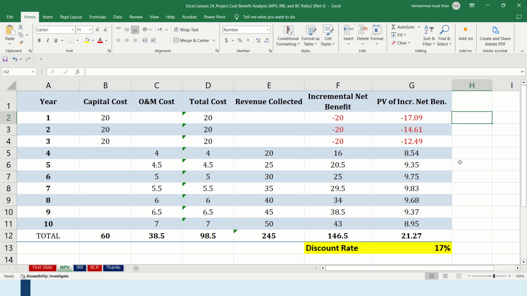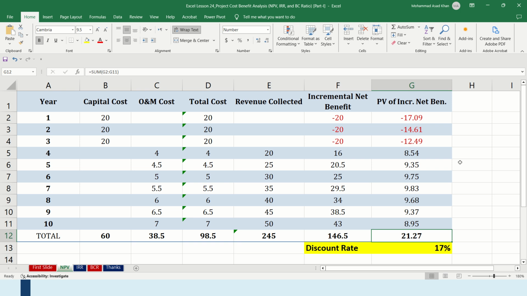The raised to the power is very simple. Write 2, then press shift 6, the cap sign, then 12, and press enter. See, 4096. So this is the raised to the power formula. Remember it. By applying it and dragging it down, the final outcome, the NPV, is 21.27 million at a 17% discount rate.